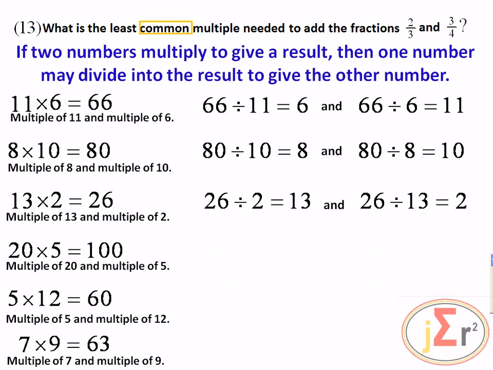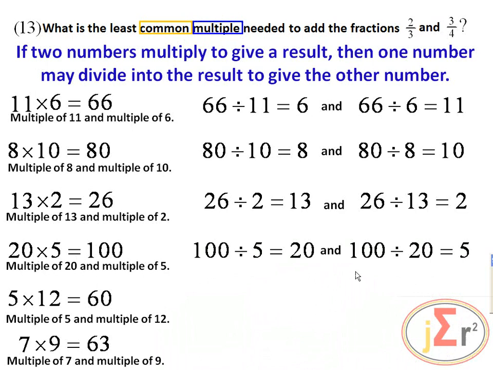What about the other one? 20 times 5 is equal to? 100. Right. 100 divided by 5 is? 20. And 100 divided by 20 is? 5. Right. So there we have it. What about 60? 5 times 12 is 60. 60 divided by 12 is 5 times, and 60 divided by 5 is 12 times.